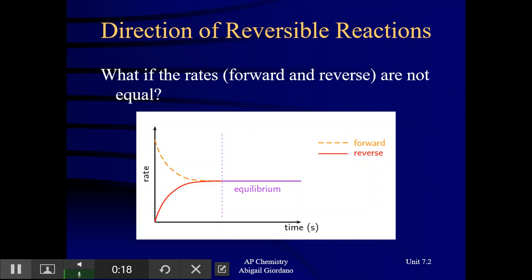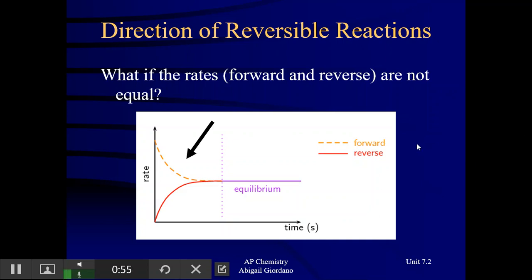All right, so let's just review for a second. Remember that we said that most chemical reactions are reversible, and we can talk about the forward direction and the reverse direction. The definition of equilibrium is when the rate of the forward direction and of the reverse direction are equal. So the question that this subunit poses is, well, what if they're not equal?